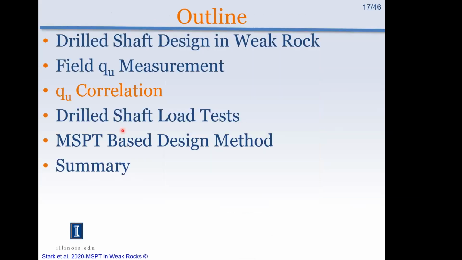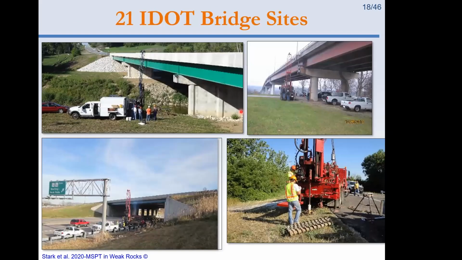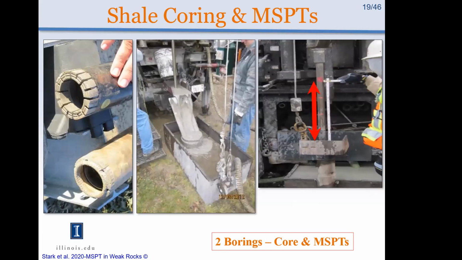Great, thank you. So to make this work then, we had to develop a correlation between N rate and unconfined compressive strength that we would use for drilled shaft design and tip resistance and skin resistance. So we went to 21 IDOT bridge sites that are founded on shale. Here's a few of them. And we drilled 2 borings, one in which we performed shale cores as traditional, and then right next to it, within 5 or so feet, we ran modified standard penetration tests. So we could correlate at the elevation of the shale core specimen to the modified standard penetration test.